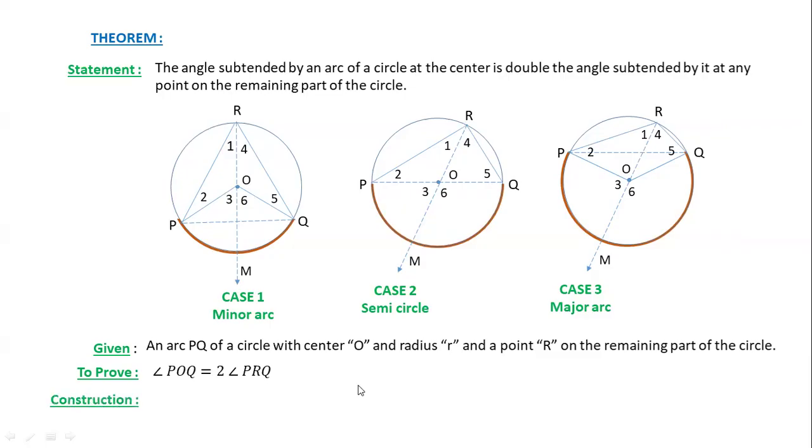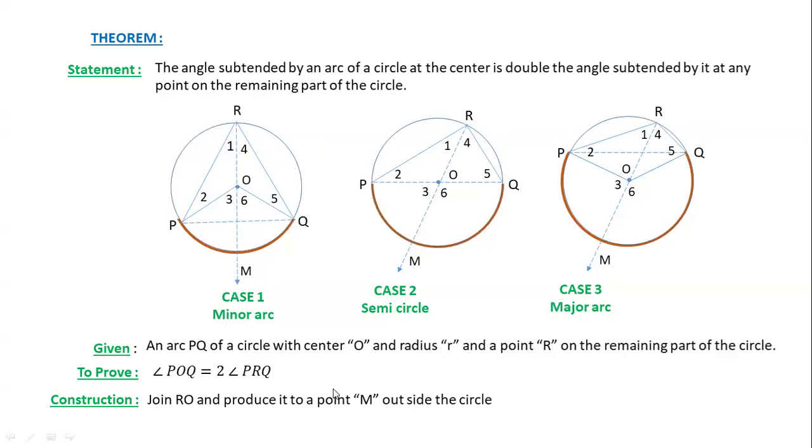So, construction. In order to prove this, we have to do some construction, which we have already done. So I just write down what is the construction we have done. We have joined RO and produced it to a point M outside the circle. This is the construction part, which you have done while drawing the figure itself.